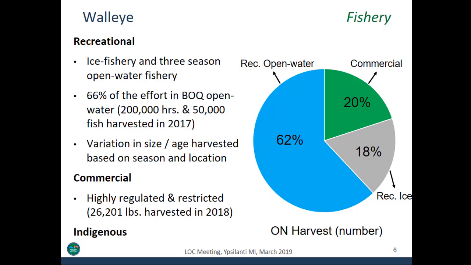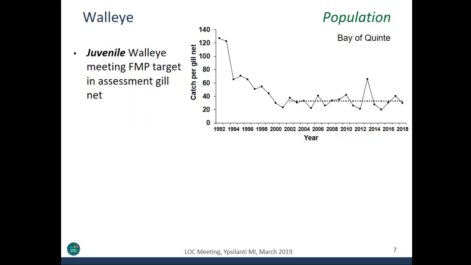The commercial fishery on the Ontario side is highly regulated and restricted. Just over 26,000 pounds were harvested in 2018. And there is an Indigenous fishery which we do not have numbers for, but does exist. As for the walleye population, as I mentioned, the juveniles are in the Bay of Quinte. The Bay of Quinte stock is recognized as a very strong stock in Lake Ontario, so that's what we're using for this assessment.